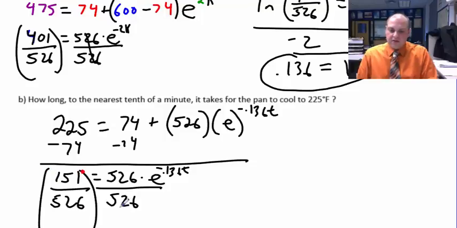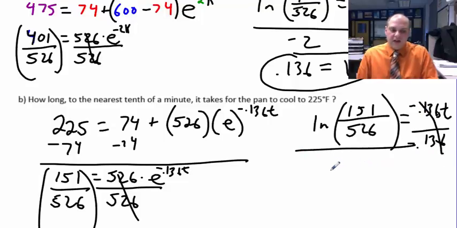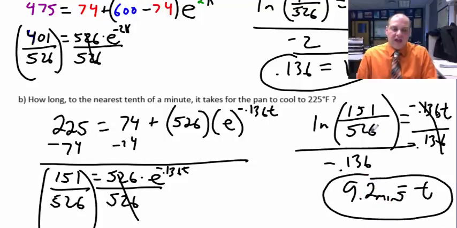So once again, natural log, because it's base e, natural log of 151 over 526 equals negative 0.136 t. Okay? And then divide by negative 0.136. That gets my t by itself. T equals 9.2 minutes. So when you plug that in your calculator and divide by negative 0.136, you should get 9.2 minutes.